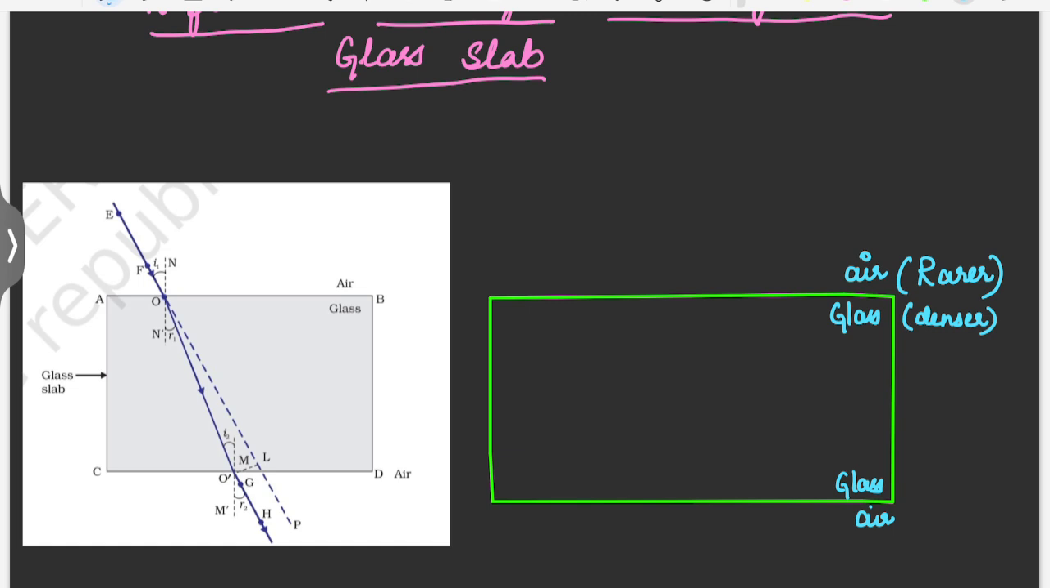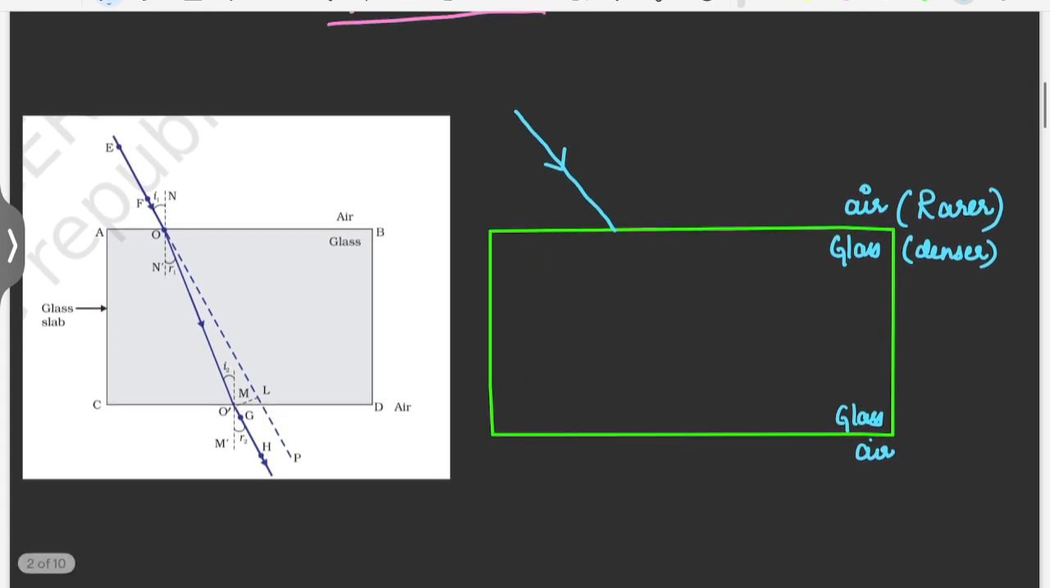Now let us draw the light ray passing from air to the glass. This is the light ray which is passing like this. If there was no second medium, it would have passed straight like this. This is called the incident ray. Let us represent it as IR, incident ray. Now let us draw a normal to this. This line is called the normal.